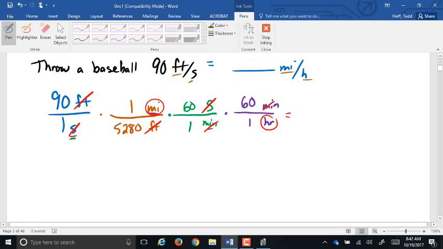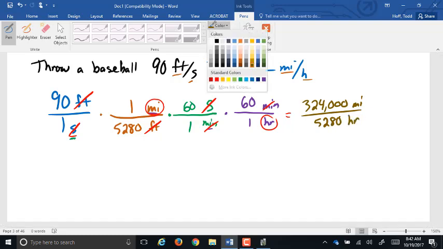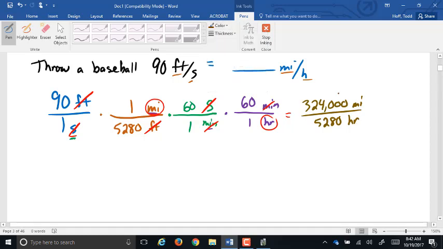So I've got 90 times 1 times 60 times 60 miles is going to give us what? Is that 324,000 miles? Does that look right? 1 times 5280 times 1 times 1 hour is 5,280 hours. So of course that doesn't tell us much yet. We need to divide that out. 324,000 divided by 5280 is what?